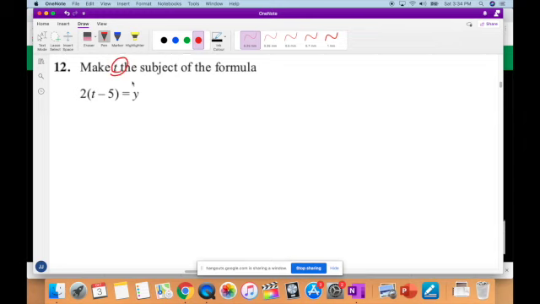This one is easy. I have to make T the subject of the formula. It's already in the place that I want it to be. 2 times T minus 5 is equal to Y. This 2 is being multiplied by the brackets. So I could just get rid of that 2 by dividing by 2 on both sides. So now this 2 is gone.